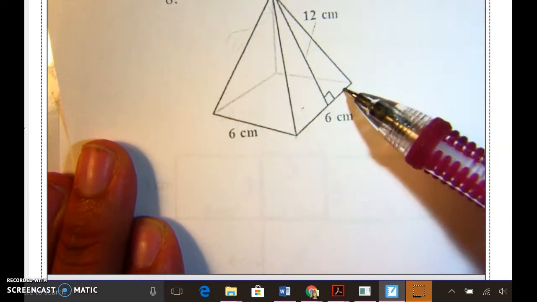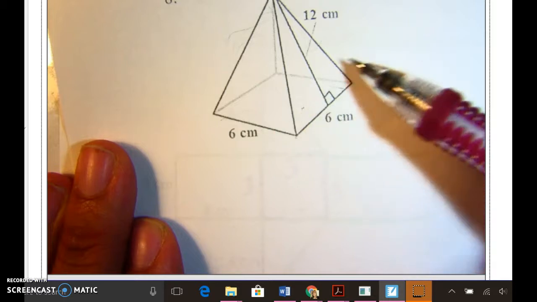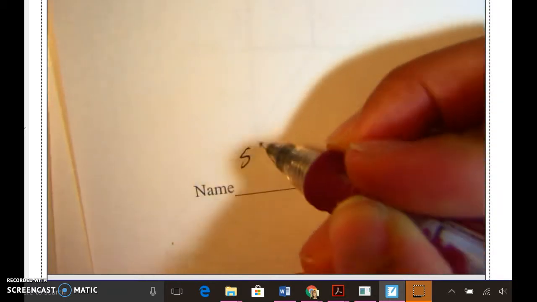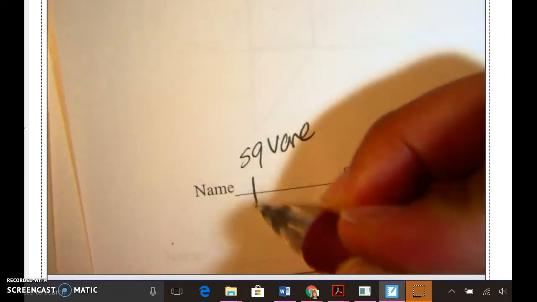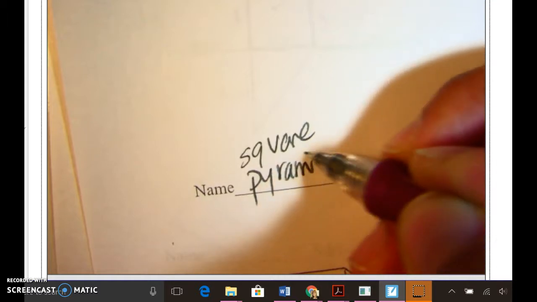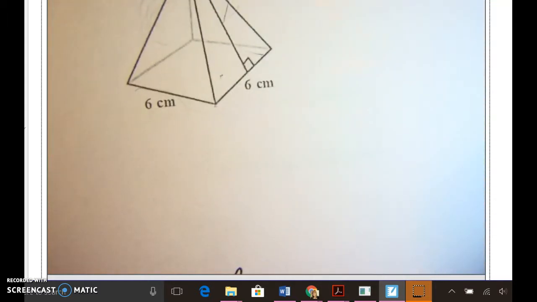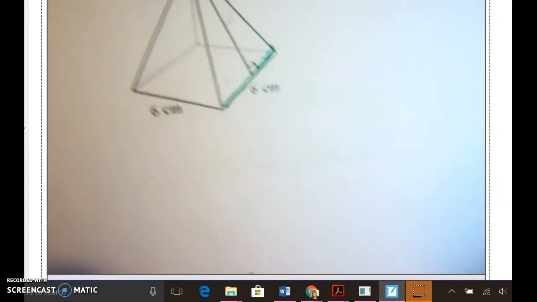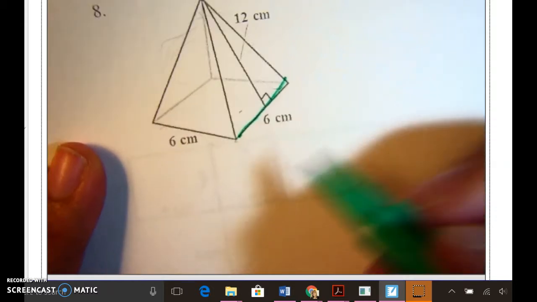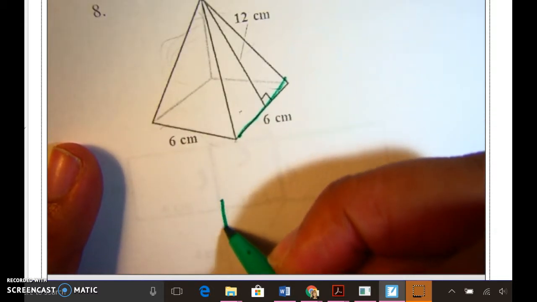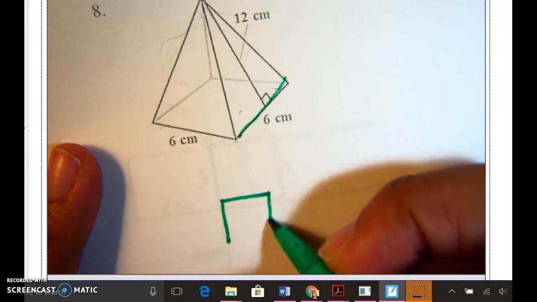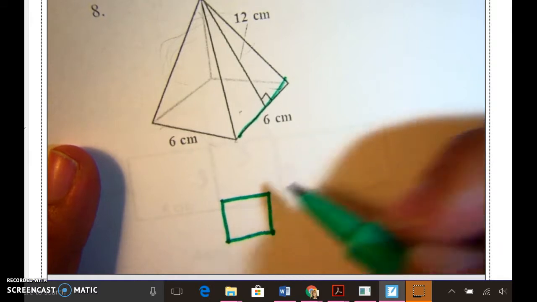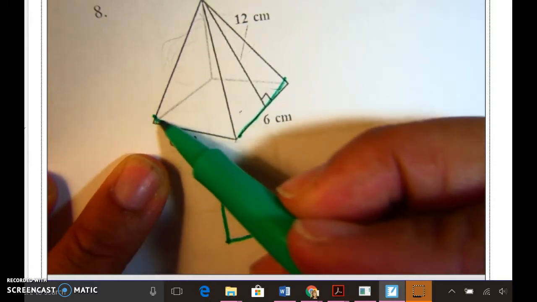Well, I have a 6 by 6 quadrilateral, so I'm going to call that a square pyramid. Now we draw the net. I'm going to start with the base. I'm going to try to draw something that looks like a 6 by 6. I'm going to draw it this way. Try to make it look like all the sides are even. This is my 6 by 6.